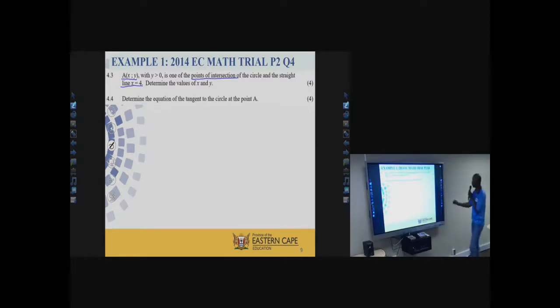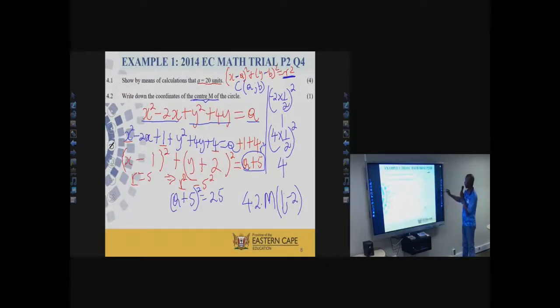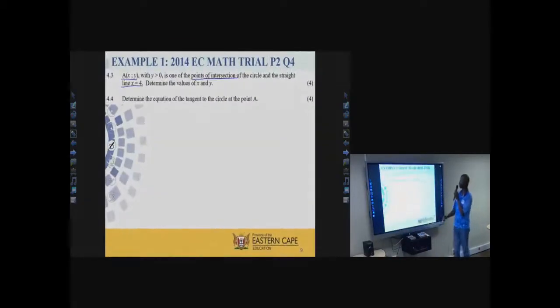The question is, how do you do that? Let's go back a bit and try to recall what our equation is. Our equation is now x minus 1 all squared plus y plus 2 all squared is equal to, and then the value of a, you were told that it is equal to 20. So it means that you can either use that one or the other one.